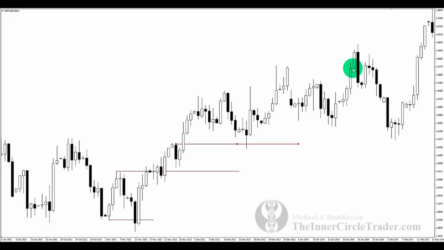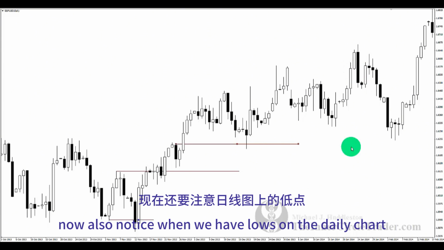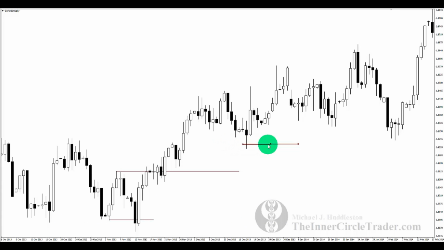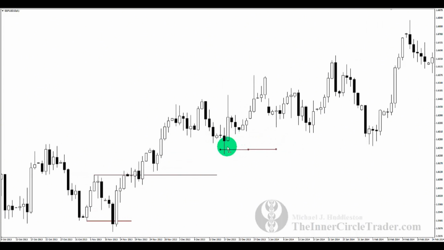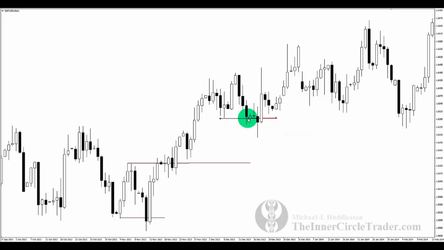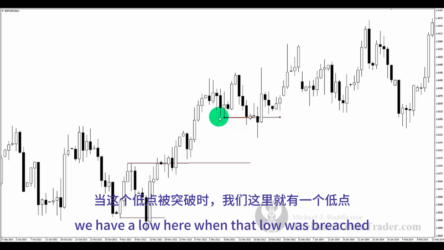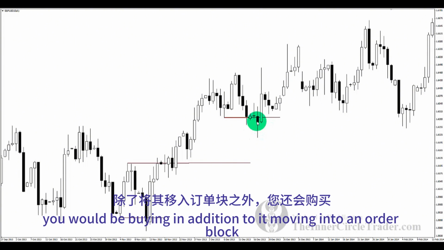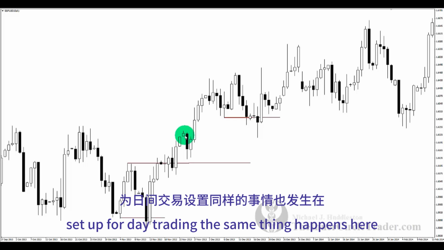the daily chart. Okay. Now, also notice when we have lows on the daily chart, it's important that you keep in mind that you're always anticipating turtle soups as well. And turtle soups are going to be in the form of highs and lows being breached. We have a low here. When that low was breached, okay, and price moved lower here, you would be buying in addition to it moving into an order block. That's a very high probability setup for day trading.